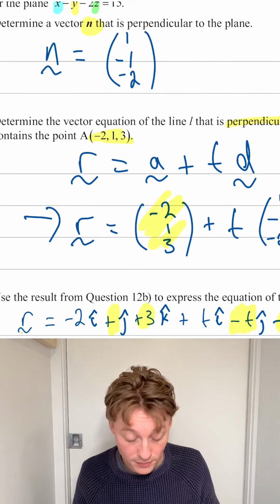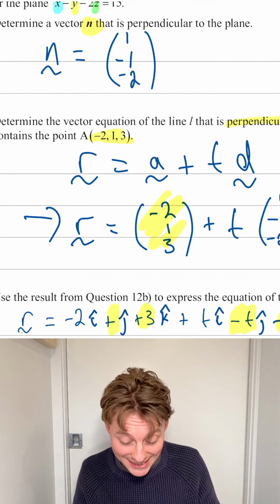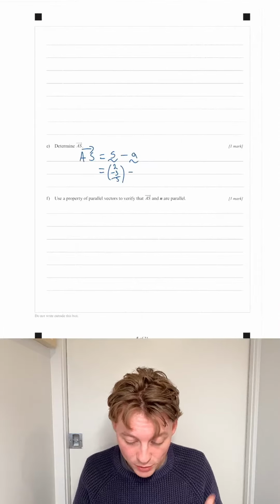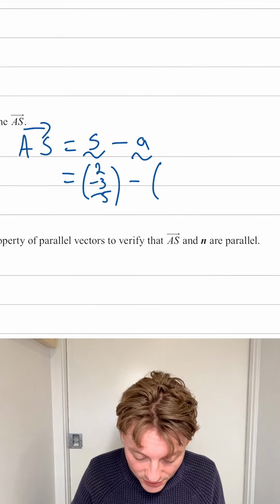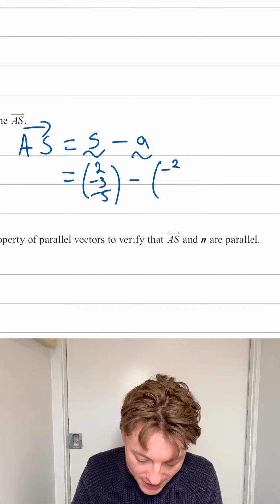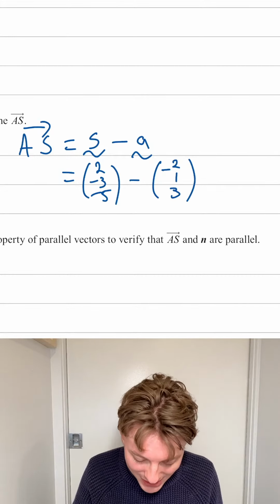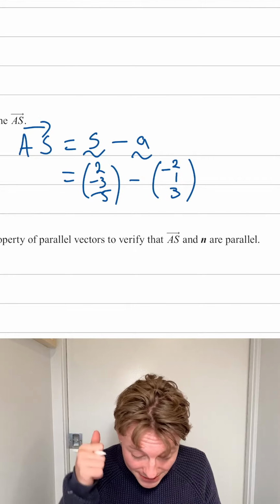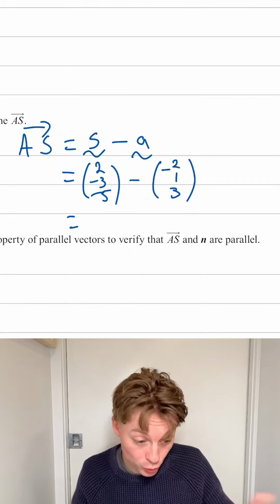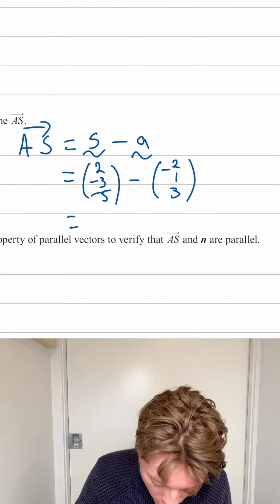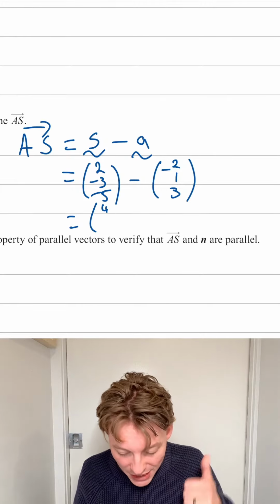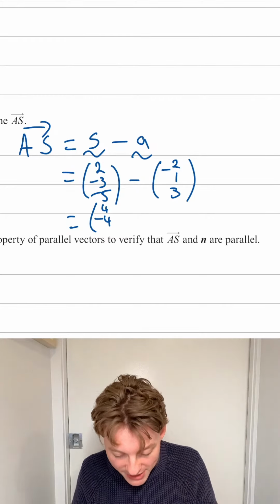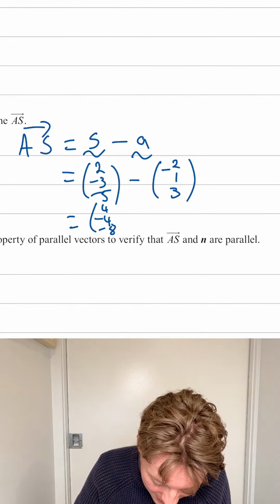All right. To tie back to the question, A is given in part B, S is given in part D. So I'm really just putting in numbers I know, right? A was minus 2, 1, 3. I now subtract both of those two coordinate points. 2 minus minus 2 is going to be 2 plus 2, that gives an answer of 4. Negative 3 minus 1 gives negative 4. Minus 5 minus 3 gives negative 8.